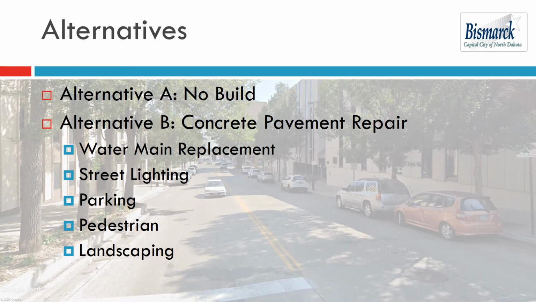There are two primary alternatives proposed for this project. First is a no-build alternative, and second is a build alternative. The no-build alternative would keep this area as it is today without any proposed improvements. The build alternative would include concrete pavement repair. Accompanying the build alternative are a few options to consider. In the next several slides, I will discuss the proposed improvements and options to help provide a full understanding of the project.